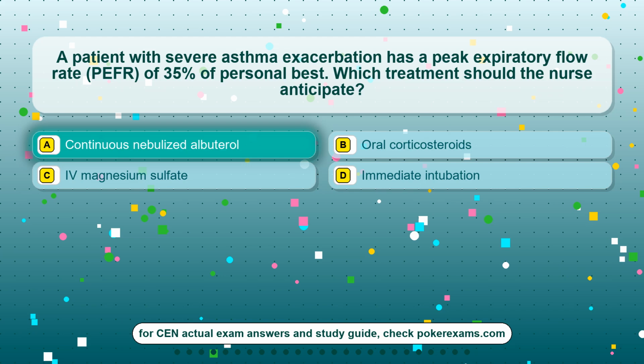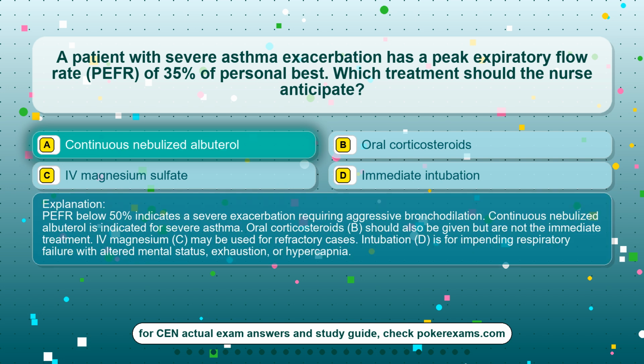The correct answer is option A, continuous nebulized albuterol. PEFR below 50% indicates a severe exacerbation requiring aggressive bronchodilation. Continuous nebulized albuterol is indicated for severe asthma. Oral corticosteroids, B, should also be given but are not the immediate treatment. IV magnesium, C, may be used for refractory cases. Intubation, D, is for impending respiratory failure with altered mental status, exhaustion, or hypercapnia.